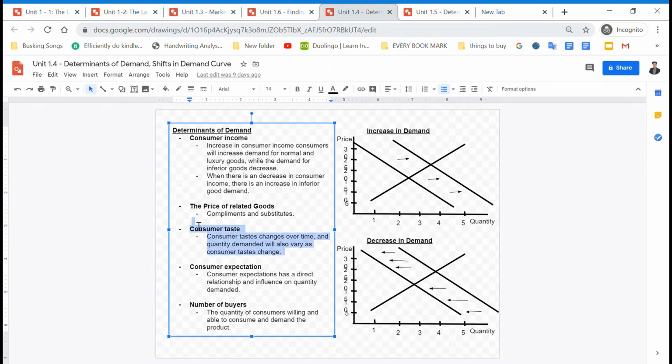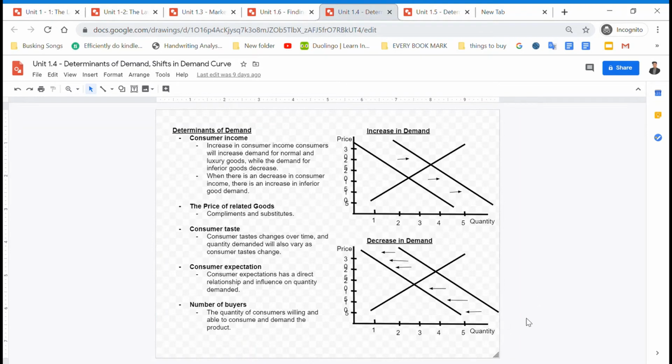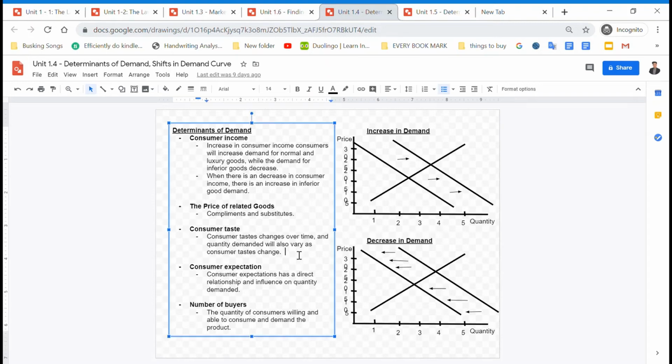Now, consumer taste is the third primary determinant of demand. Obviously, consumers' taste changes. A great example is back in the 90s, when baggy jeans and baggy pants were all the hype. People had a great demand for baggy pants, baggy jeans, baggy sweaters, clothes and stuff. However, now in the 2020s, people don't really like to wear baggy jeans. People like to wear skinny jeans, slim fits, the slim cut suits. So as consumer tastes change, the demand for goods also changes accordingly.